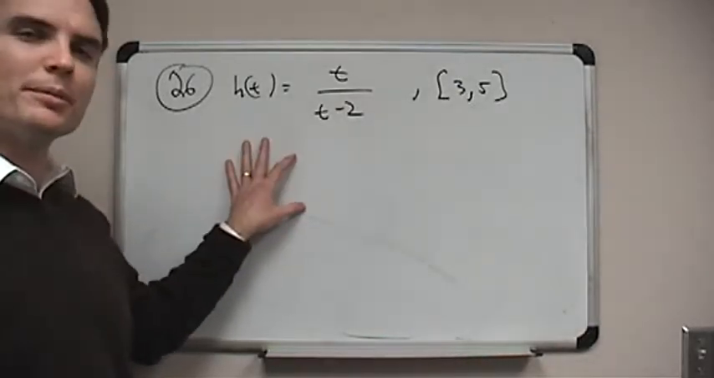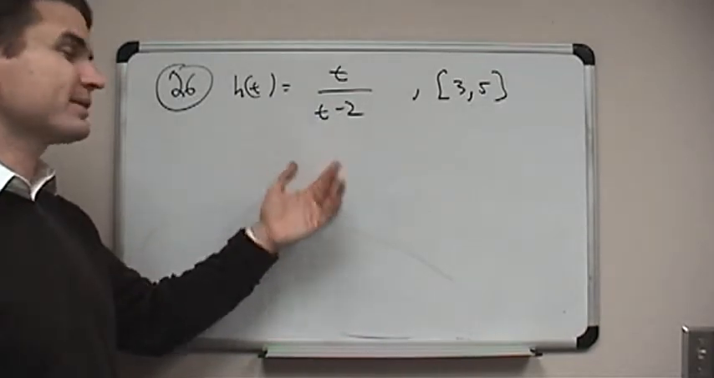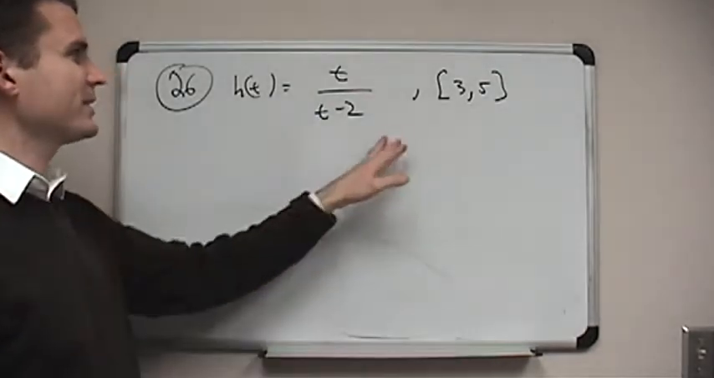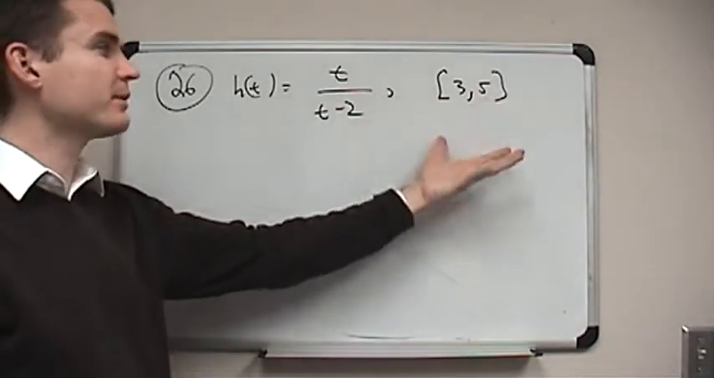Okay, so one more problem finding absolute maximums and minimums. The function here is called h of t, so it's a function of the variable t, and they want us to find the absolute maximum and minimum value of this function on the closed interval 3 to 5.